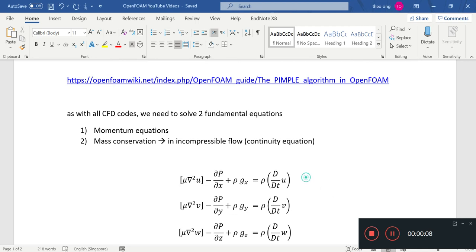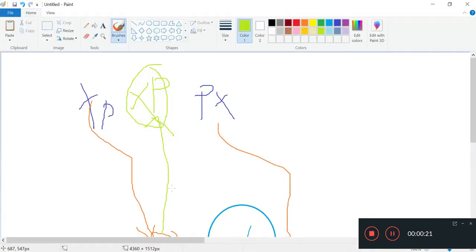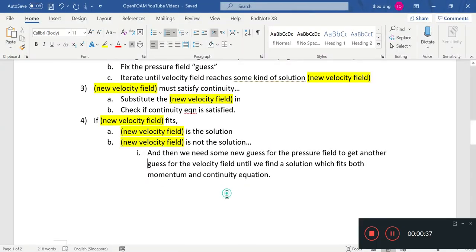The last video we were talking about getting your feedback, right? So we needed some kind of feedback using the guessed new velocity field. We wanted feedback on what the next guess of the pressure field should be so that we can iterate, hopefully, to reach our velocity field, which satisfies both the momentum and mass conservation equations, otherwise known as the continuity equations. So we were stuck here in our so-called algorithm.